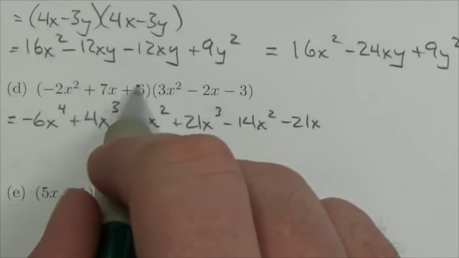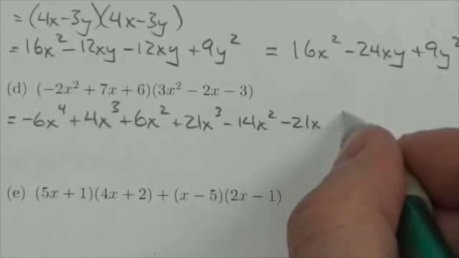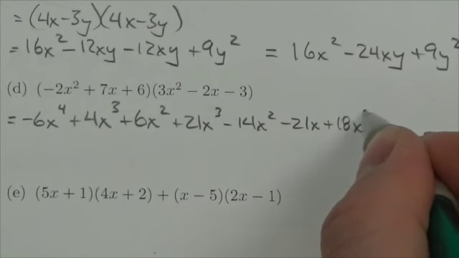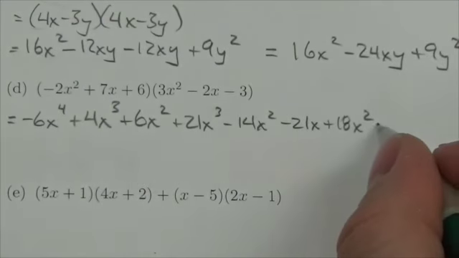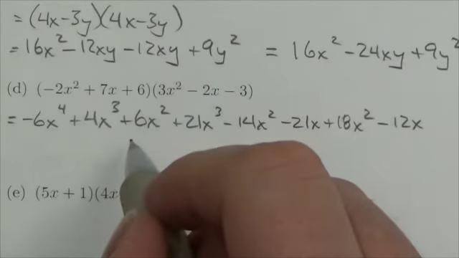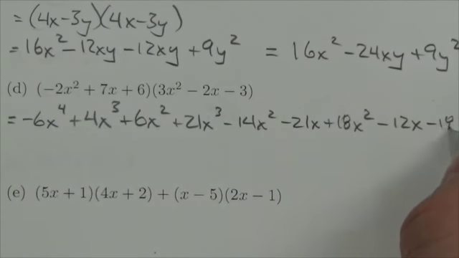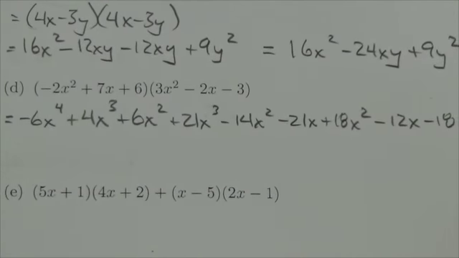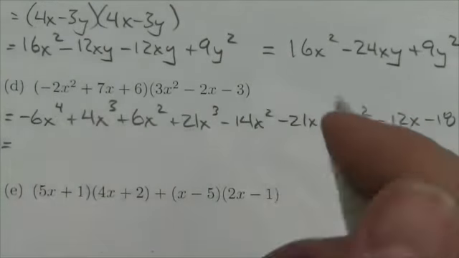Now I move on to that last term. 6 multiplied by 3x squared will become 18x squared. 6 multiplied by negative 2x will be negative 12x. 6 multiplied by negative 3 will be negative 18. Okay, that's a long one here. Now I'm just going to group together like terms.